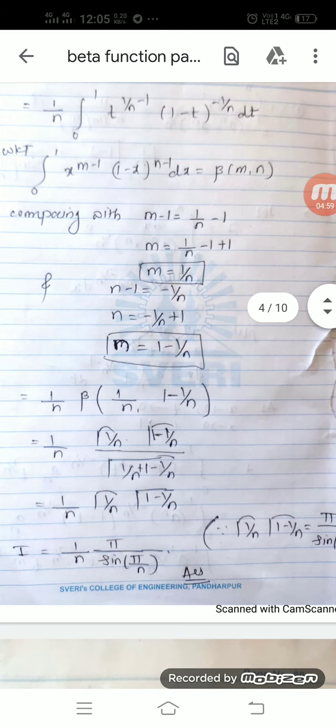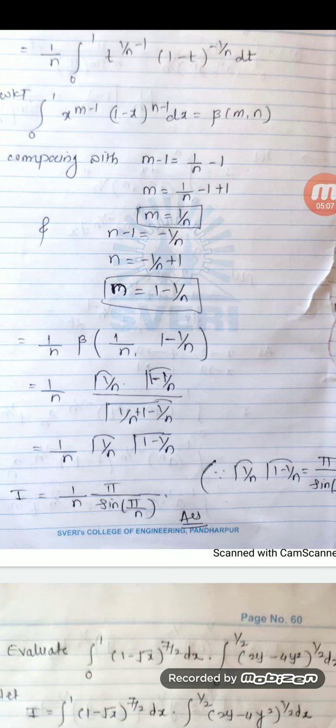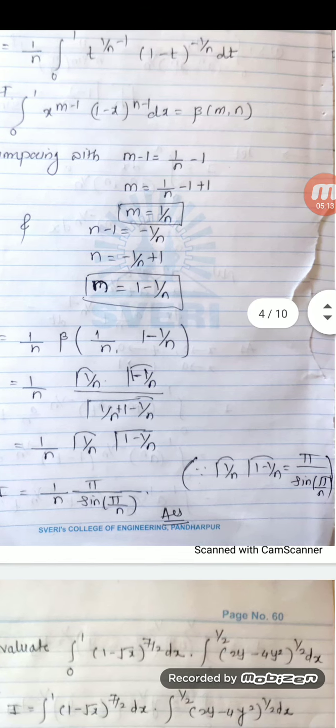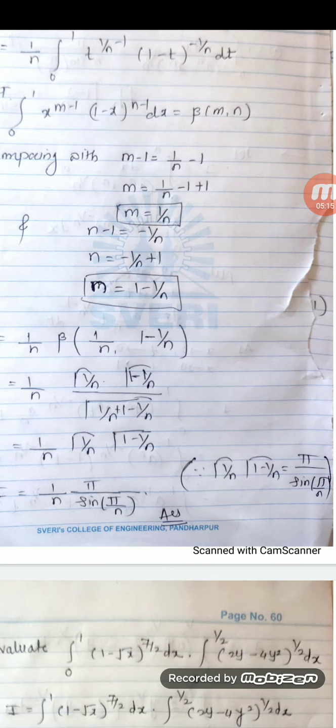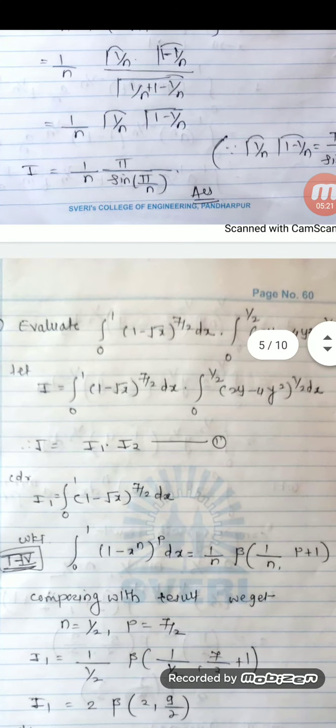Before the substitution, consider the value of the integral 1 by n beta of 1 by n, 1 minus 1 by n. Use the relation between the beta and gamma functions. We will get this value, and its value is pi by sine of pi by n. I have kept that here. That is our RHS. Hence the proof. Let's consider one more example.